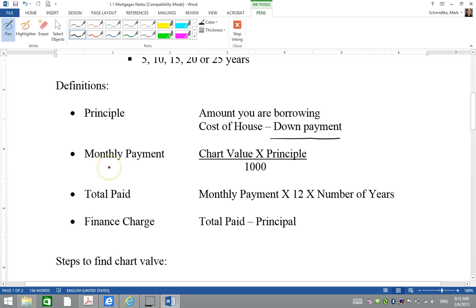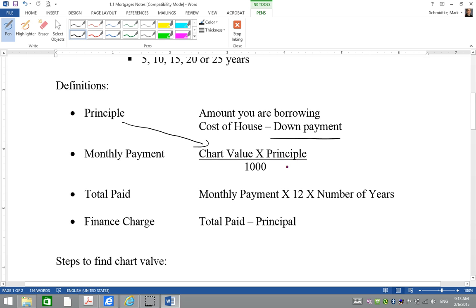Your monthly payment is a little formula here. Something called a chart value, which we'll look at in a second, times the principal. We just calculated the principal in the above step. You bring that into the formula, and then you divide by 1,000.